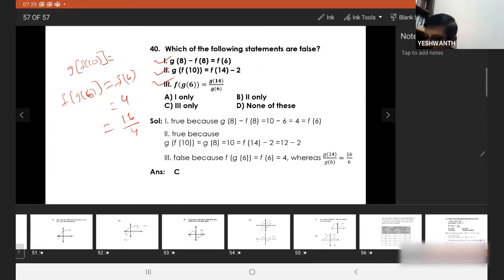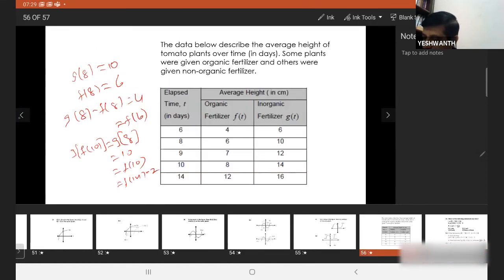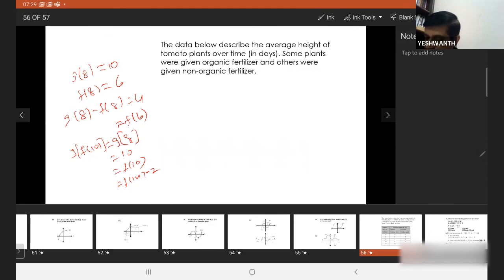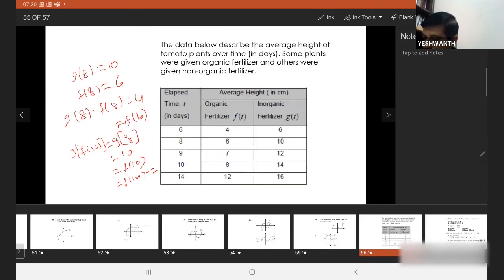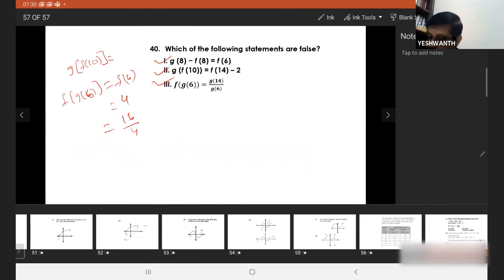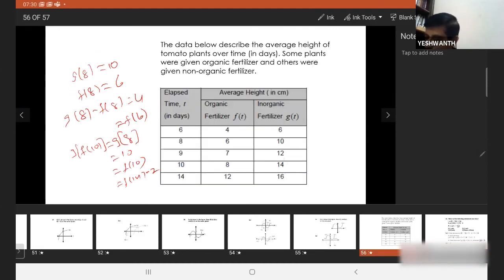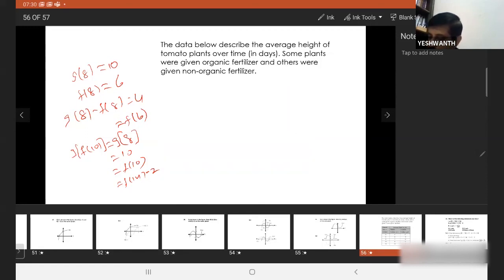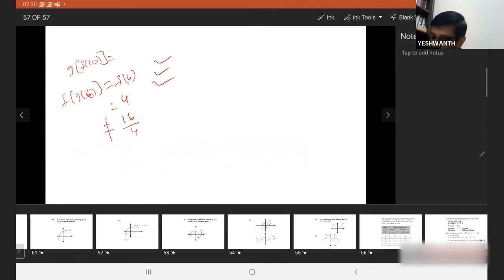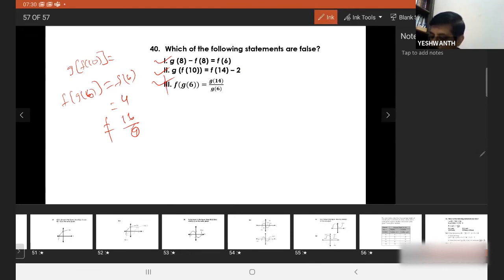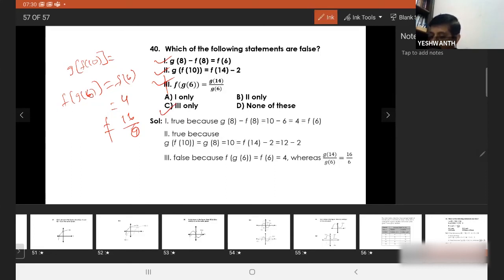But he said false. So let us check once again. f of g of 6. What is g of 6? g of 6 is 6, and f of 6 is 4. So g of 14 by g of 6: g of 14 is 16, and g of 6 is 6. It's not equal to 16 by 4, not equal. Therefore, option 3 is wrong. So he asked which statement is false. So option C, only 3. This is what you get.